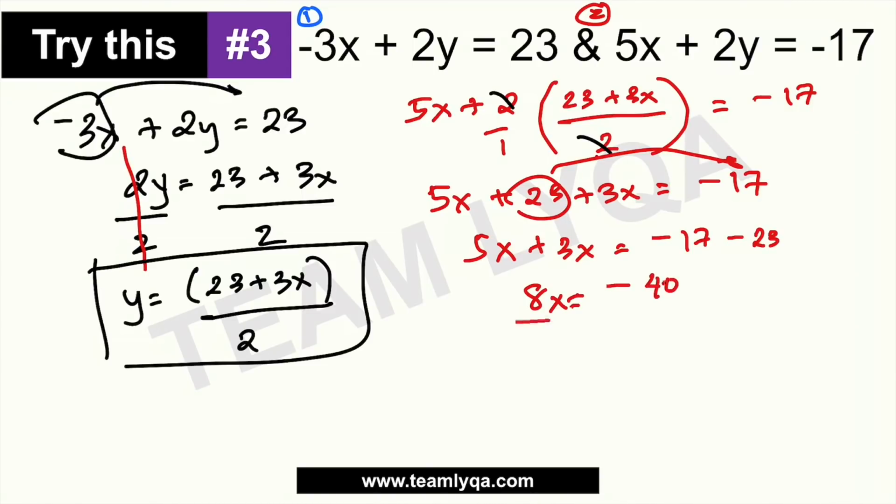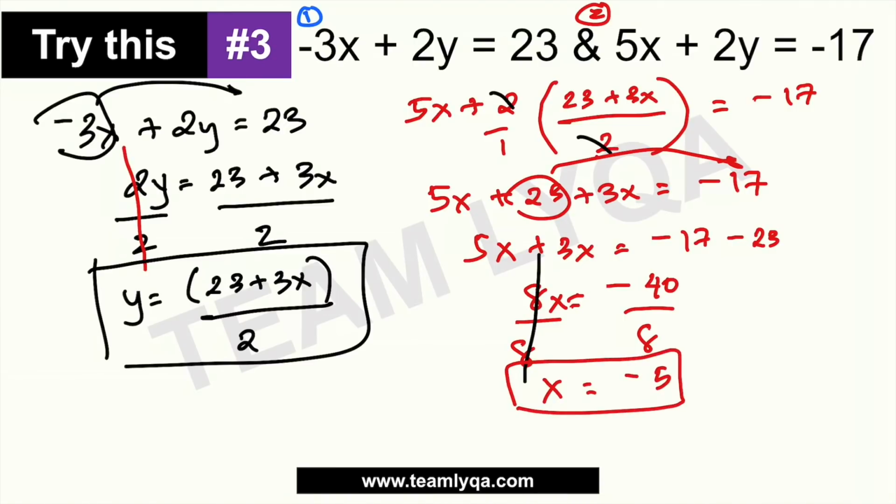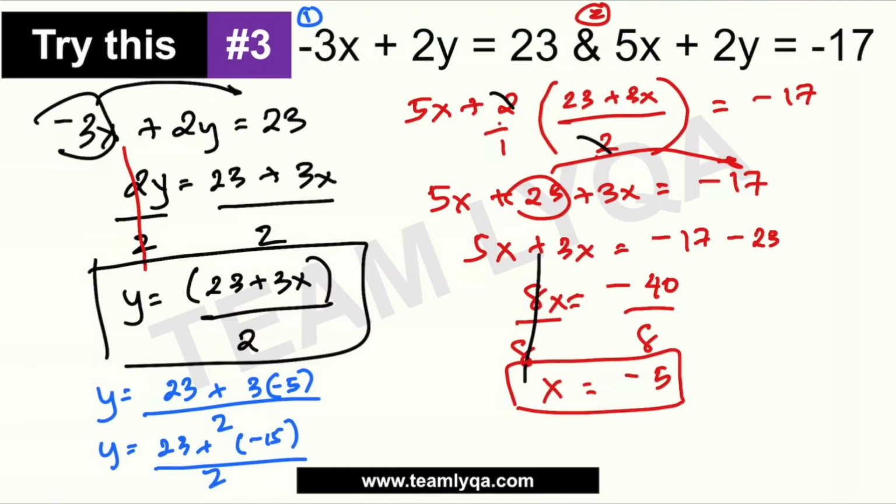I-divide na ngayon natin both sides by 8 para makancel siya. Wala na to. This will be x is equal to negative 5. So, yun na yung x natin. Now, para makuha natin yung y, isa-substitute natin itong negative 5 dito. So, ibig sabihin nun, y is equal to 23 plus 3 times negative 5 all over 2. So, this is y is equal to 23 plus negative 15 all over 2. So, 23 minus 15, that is 8. Okay, so yun na yung magiging nasa taas. Y is equal to 8 over 2. So, ibig sabihin nun, ang y is equal to 4.